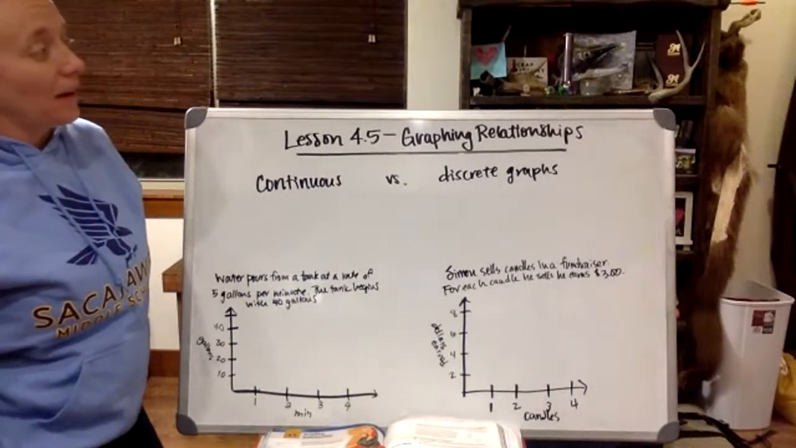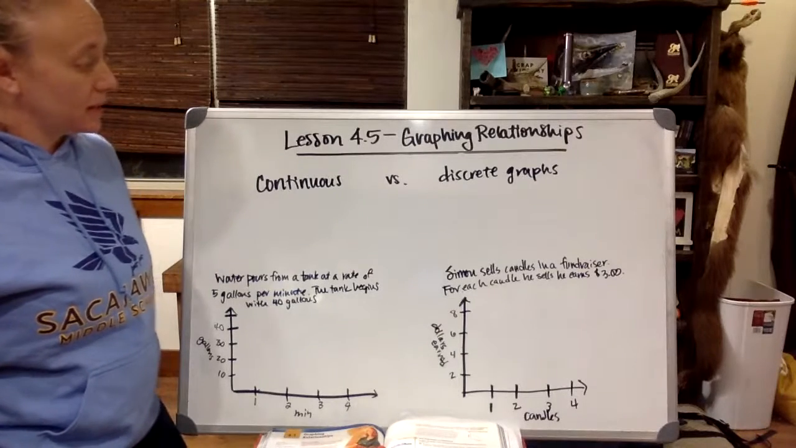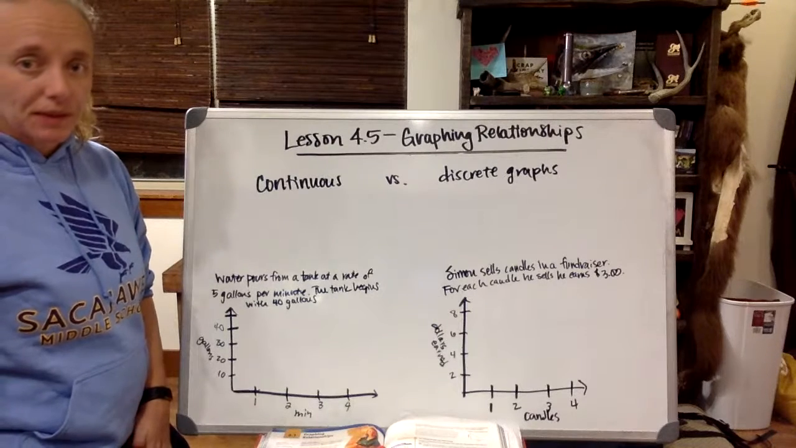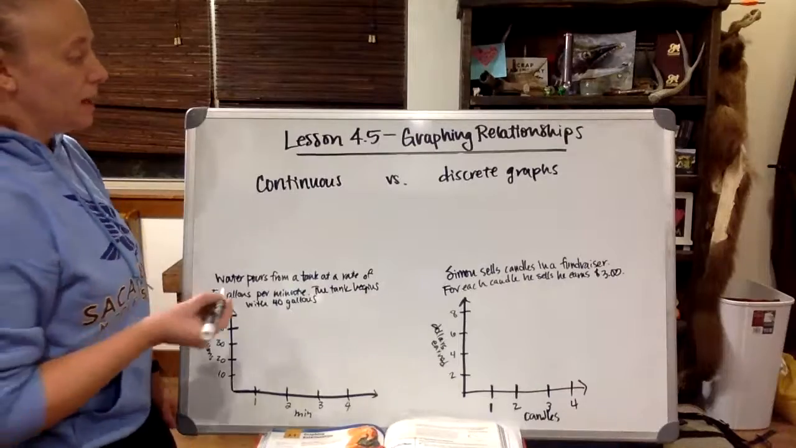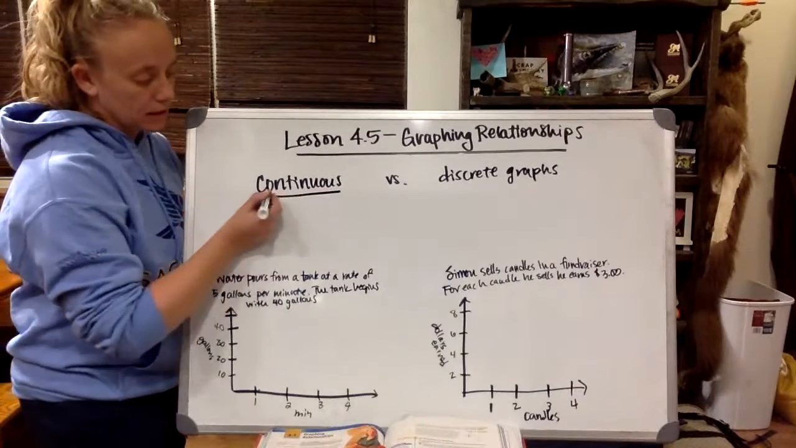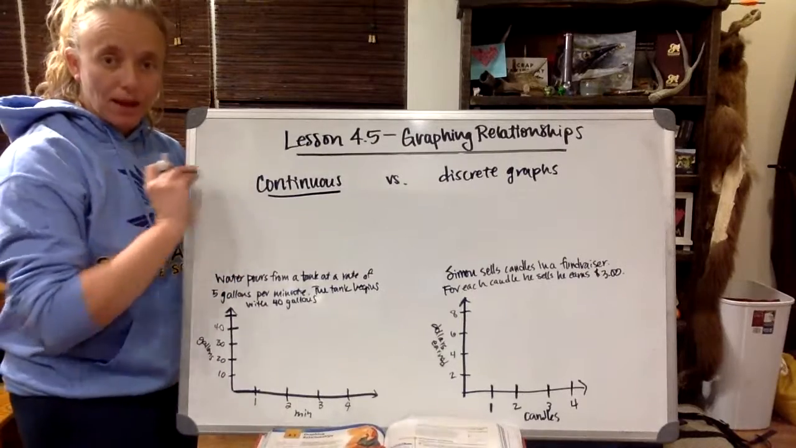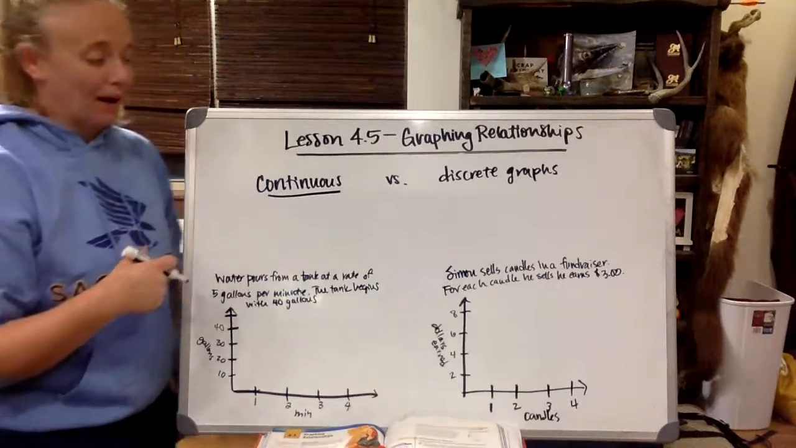All right. So our second lesson in graphing relationships is this. We're going to be talking about continuous versus discrete graphs. We've already talked about this a little bit, but it's important to truly drive it home. So continuous versus discrete relationships. Continuous means truly it continues on. There's no break in the data at all.